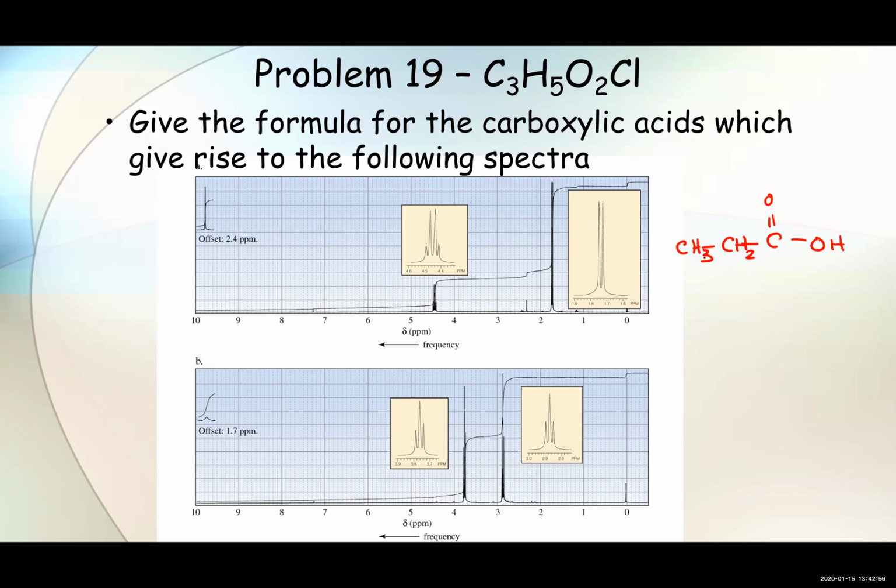Okay, but this is the base structure. So that means there are 2 possible compounds. One is this one. And the other one's this one. So those are the 2 possibles. Okay, so this is what I do.